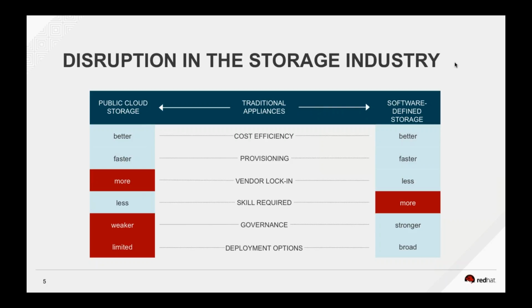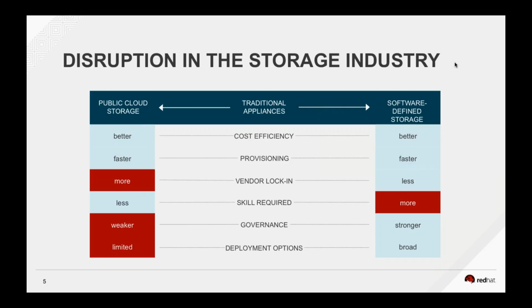Skills required, of course, since it's on-prem, you need skills, but most of them have these skills. The thing is that most of it is open source. A lot of information is available in the community, and Red Hat is of course there to help ensure that the skills are being updated for you.